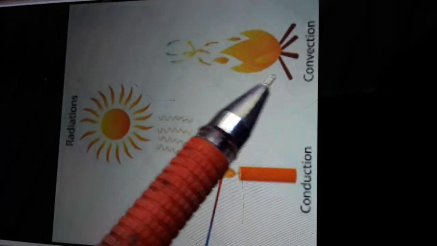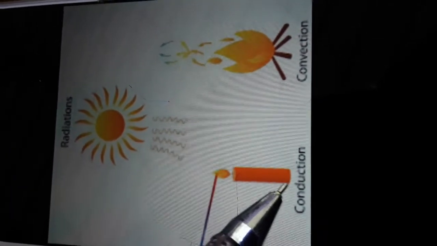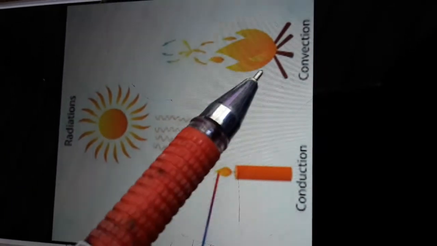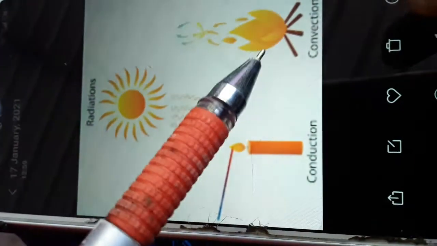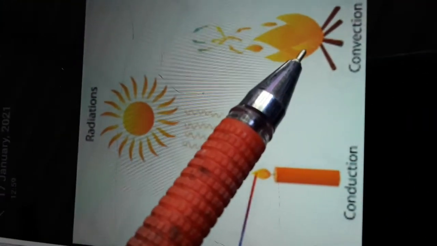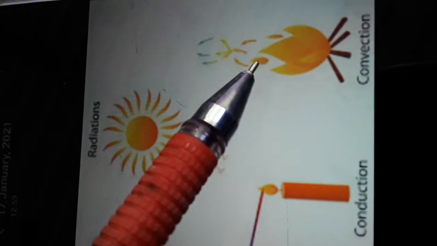Now next one is convection. This is conduction, which I have explained. Second one is convection. See the diagram of convection. Convection takes place from the higher places of temperature to lower places of temperature.